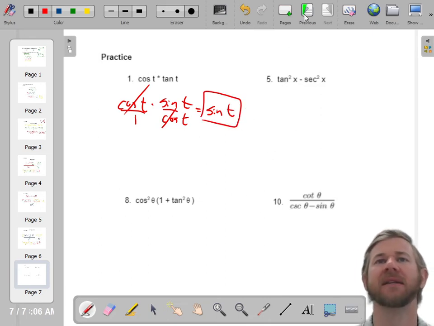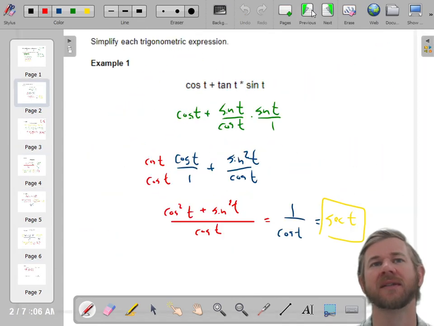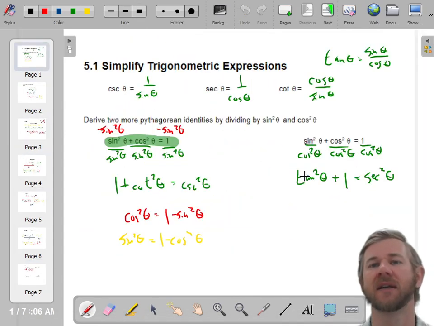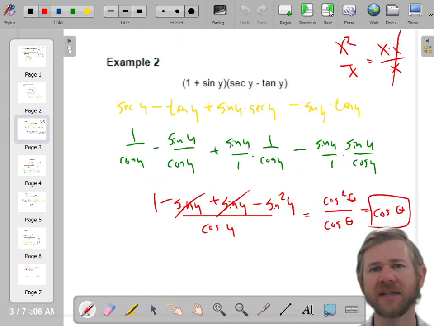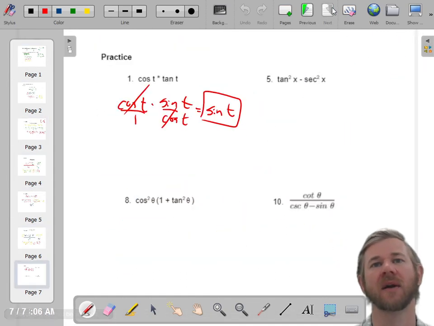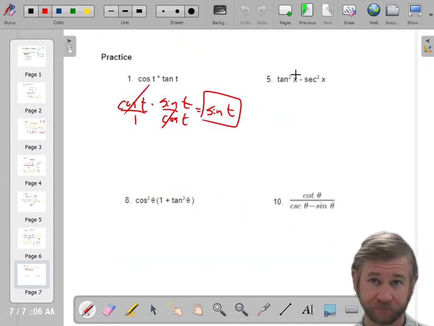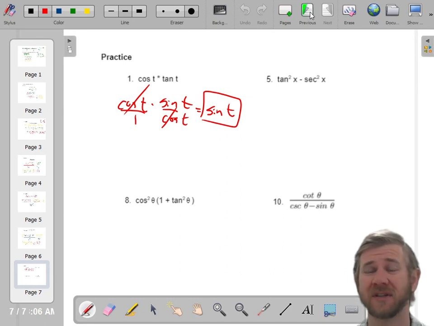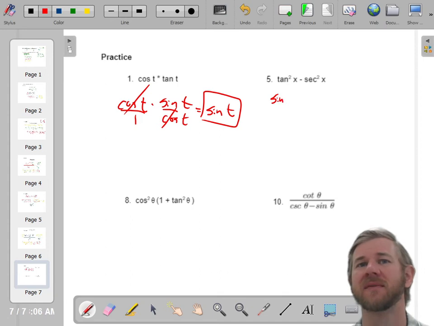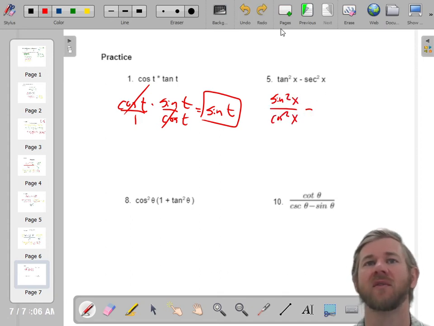Tangent squared minus secant squared. That might be a thing. Let's see, do I have one with tangent and secant? I do. Tangent squared minus secant squared. Well, if I know that I can do a trig substitution, I might as well do that. But I think that since probably most of us didn't do it that way, I'll write it out, and then I'll maybe show you how you could do it a faster way.